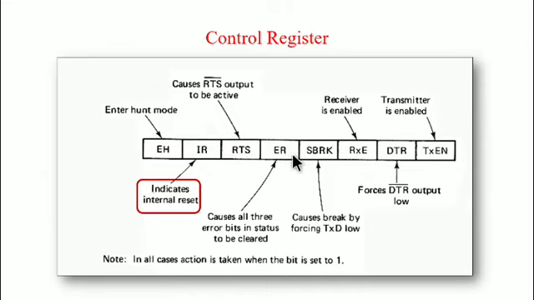Next, IR means internal reset. If it is equal to 1, it resets the 8251A to mode instruction format. Finally, we have enter hunt mode, EH. That is, enable the hunt mode, which enables search for the synchronous characters.